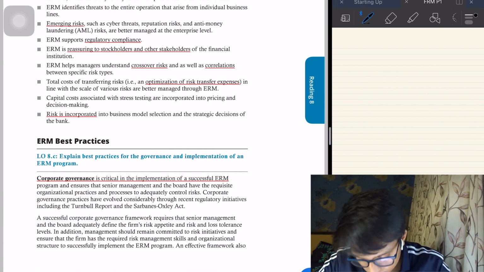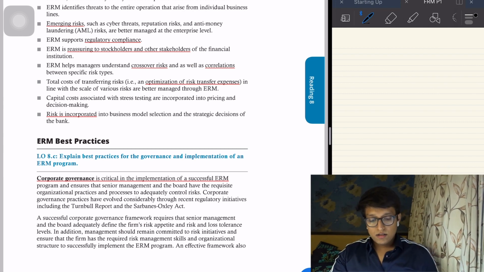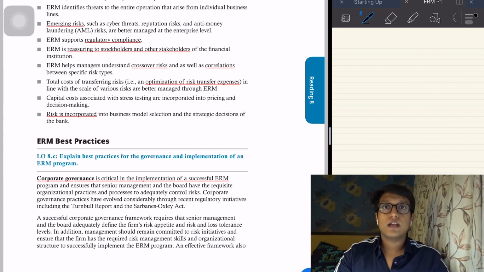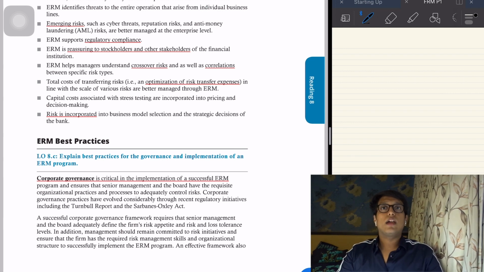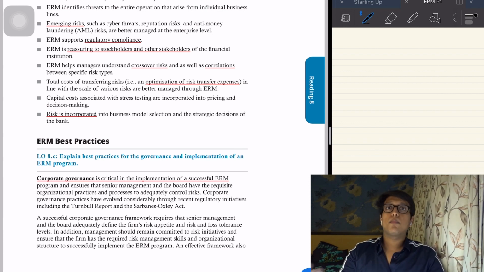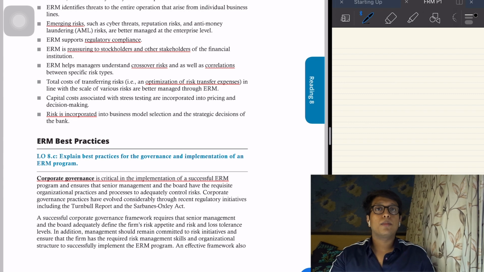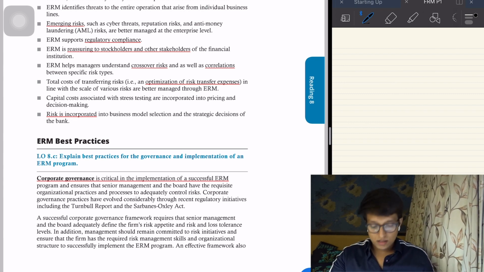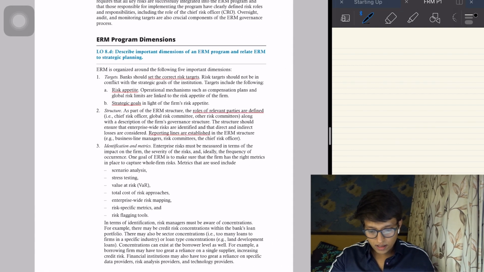ERM best practices. Corporate governance is critical in the implementation of a successful ERM, because if there is no strong corporate governance, the enterprise-wide risk management would fail if the top-level management is committing fraud and other operational-loss-based activities. So this is again theoretical.